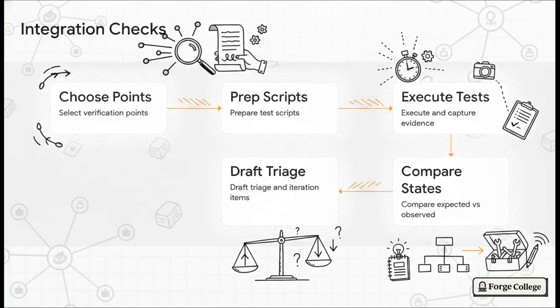Section 3. Executing the integration checks. All right, this is where we treat your prototype as a fully observable system. We poke it, we prod it, and we carefully document exactly how it responds. It's a rigorous, step-by-step methodology. First, choose your verification points. Next, prep the test scripts so literally anyone can replicate them. Then, execute and capture hard evidence. Compare the observed state to what you expected, and finally, draft your triage items.